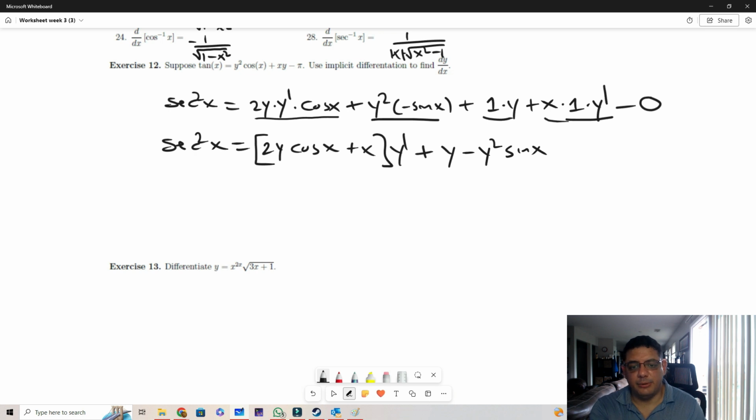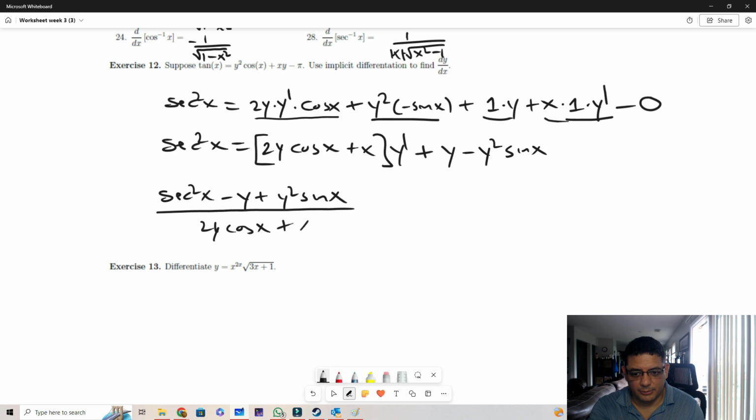Okay. Now we move anything that has nothing to do with y prime to the other side. So we have secant square of x minus y plus y squared sine of x, and then we divide that by 2y cosine of x plus x, and that's going to be equal to y prime. But remember that another way of calling y prime is dy/dx. Okay, so that's the derivative using implicit differentiation here.